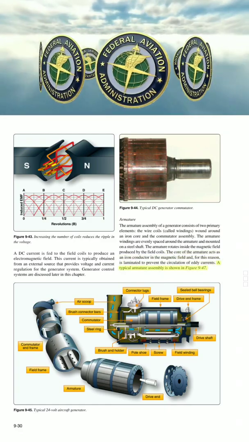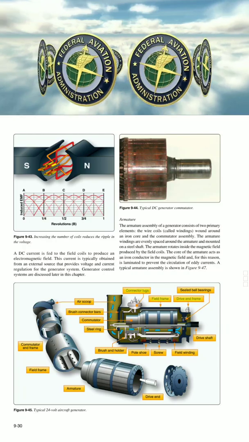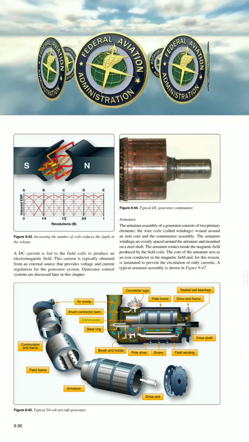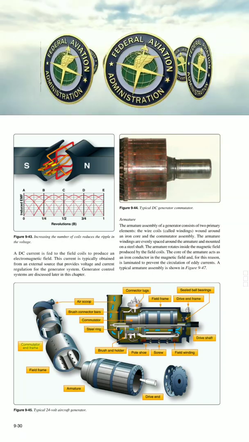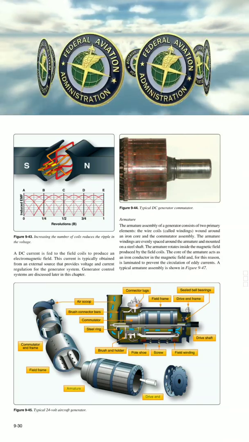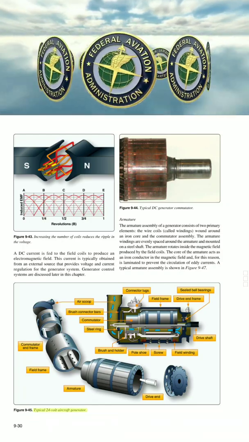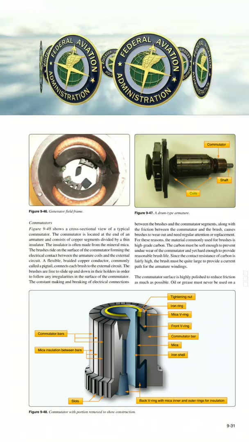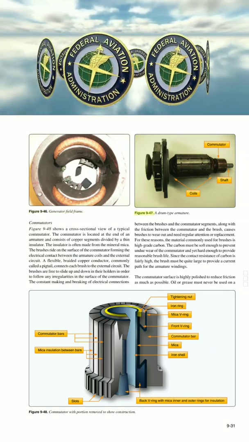A typical armature assembly is shown in Figure 9-47. Connector lugs, field frame, drive end frame. Seal ball bearings. Air scoop. Brush connector bars. Commutator. Steel ring. Drive shaft. Commutator end frame. Brush and holder. Hole shoe screw, field winding. Field frame. Armature drive end. Figure 9-45. Typical 24-volt aircraft generator. 9-30. Commutator. Shaft. Coils. Figure 9-46. Generator field frame. Figure 9-47.